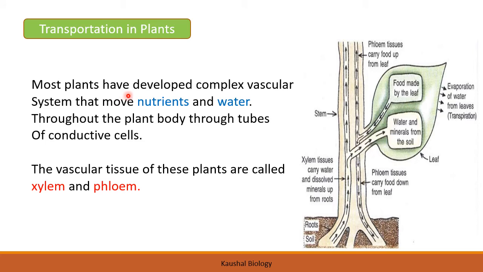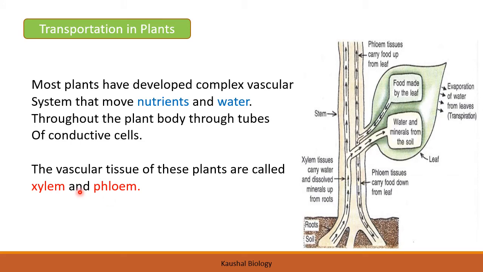So most of the plants have developed a complex vascular system. See, vascular means, just as we have arteries and veins, likewise here it is the vascular system. In the plant we call it a vascular system that moves the nutrients and water. This vascular tissue will help in movement of the nutrients and the water throughout the plant body, and tubes of conductive cells. Now the vascular tissues of plants are called xylem and phloem.